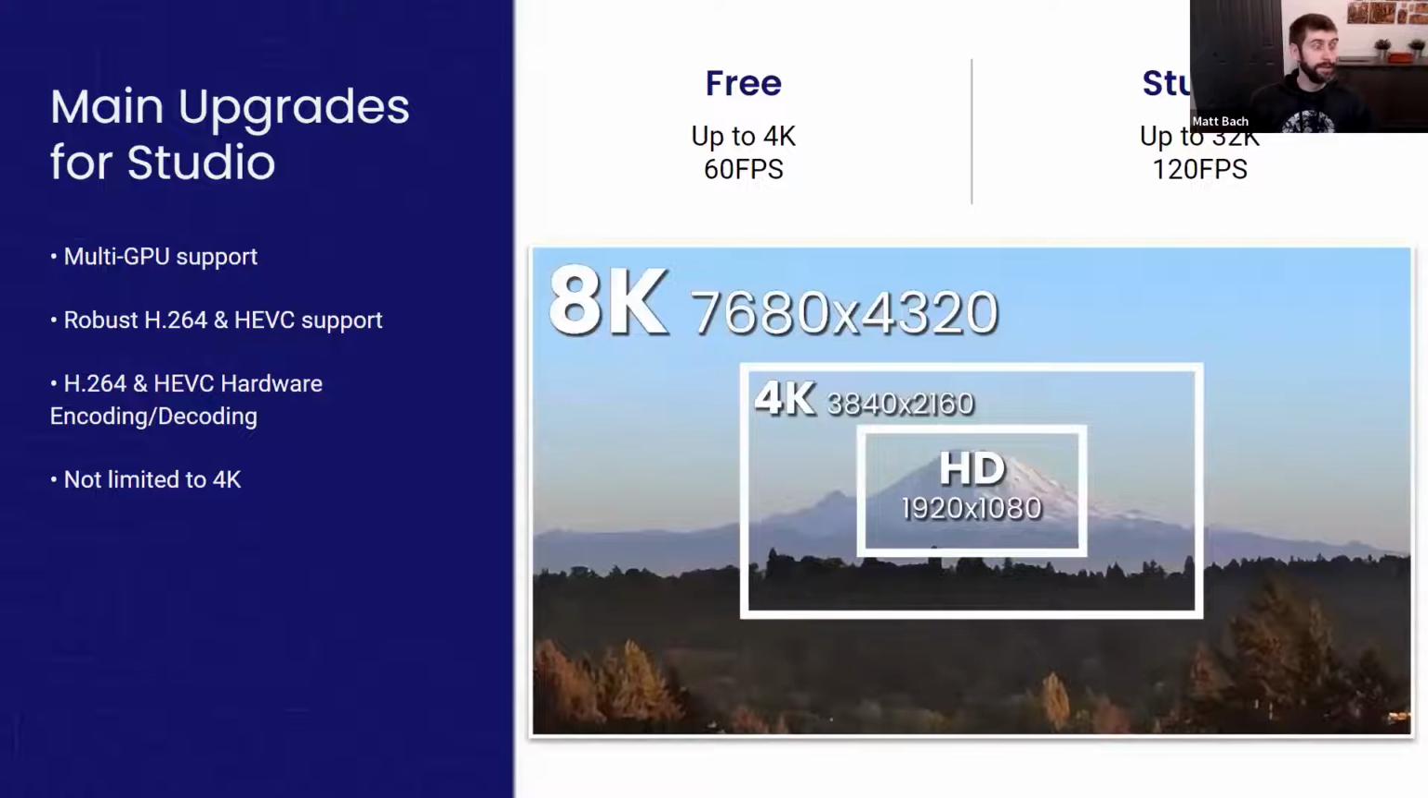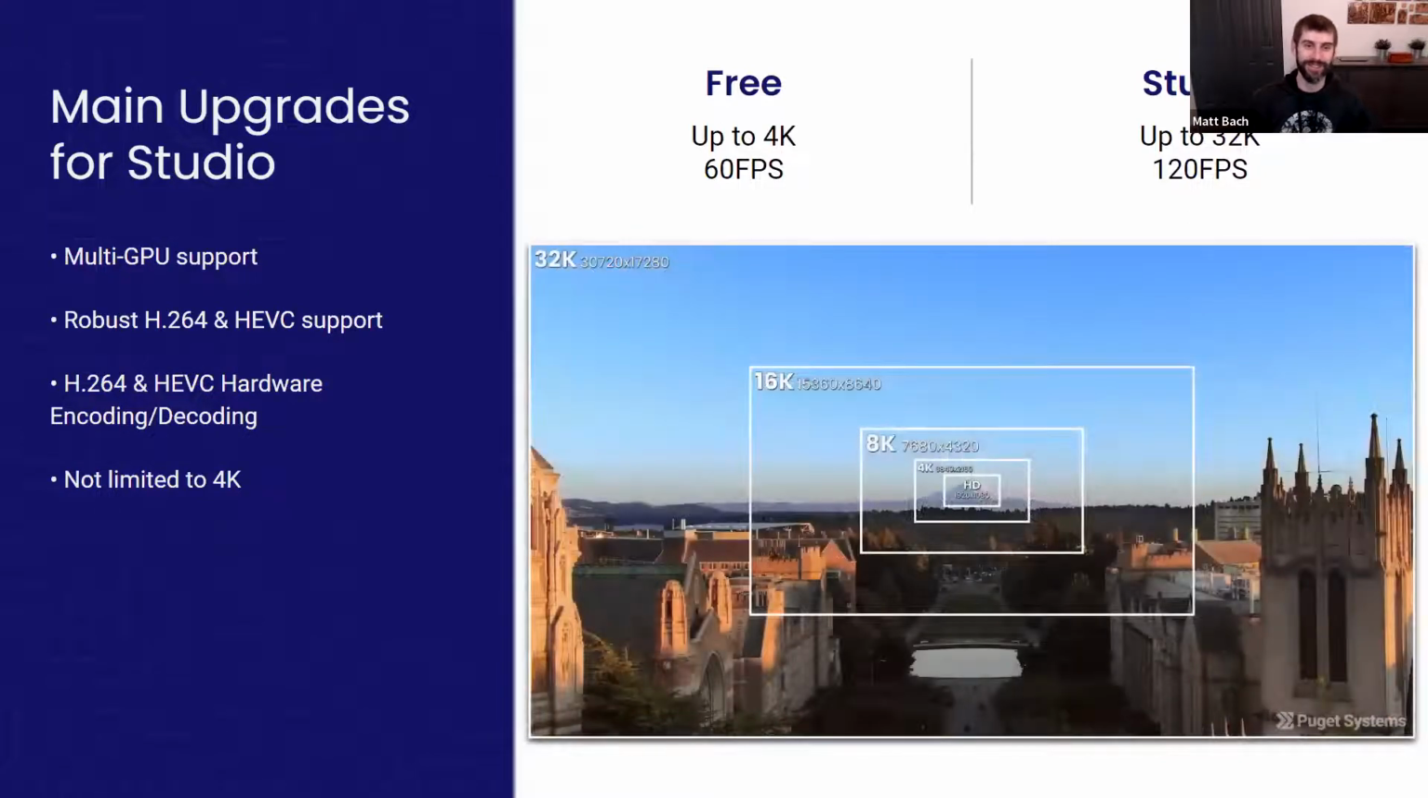Other things, the free edition is limited to 4K 60 FPS, which honestly for most people is probably just fine. Studio technically can go up to 32K at 120 FPS. So you guys have probably seen images like this showing like, oh yeah, HD up to 4K up to 8K, whatever. Oh, it's more like this with 32K. And honestly, I don't even know what kind of hardware you would need to do 32K. That's pretty ridiculous. I've never heard of anyone even doing 16K more than very rarely. But with Studio, at least you don't have to worry about it.